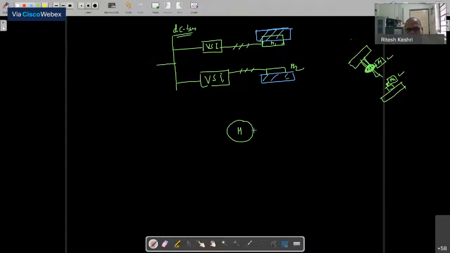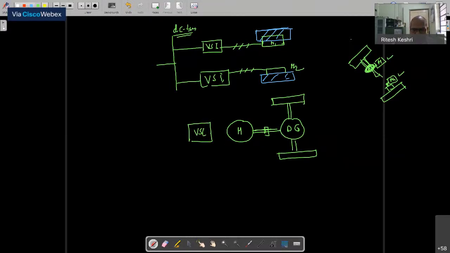Motor, and then what you are doing is you have coupled this motor with some gear arrangement, and let's say that this is a differential gear, and with that differential gear, the two wheels of the motor are connected. Okay, and this is receiving energy through the voltage source inverter from the DC bus. So, the two cases.